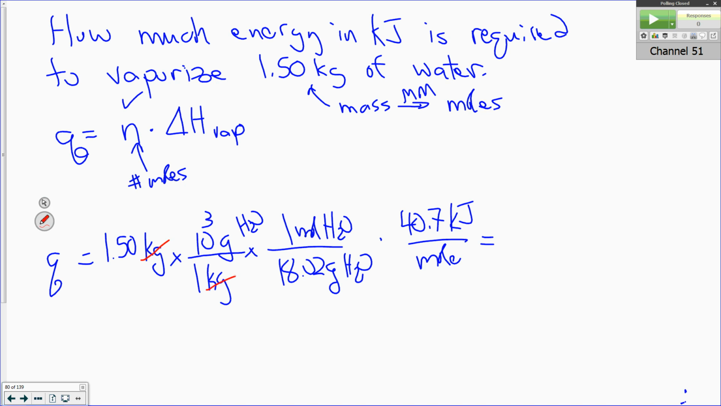I can track if I've got this problem set up right by tracing my units in dimensional analysis. Kilograms, top and bottom, cancel out. Grams of water, top and bottom, cancel out. Moles of water, top and bottom, cancel out. The only thing I'm left with are kilojoules. That's what I'm looking for in the problem. So if I multiply everything on top, divide by everything on bottom, that would tell me the number of kilojoules required for this transition. I'll just multiply this one out so we know what the number would be.